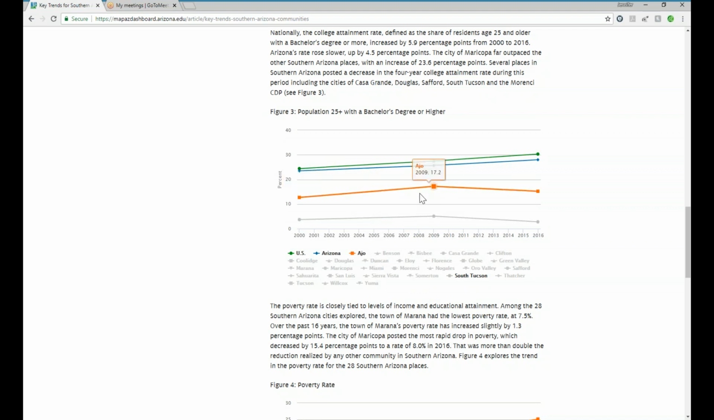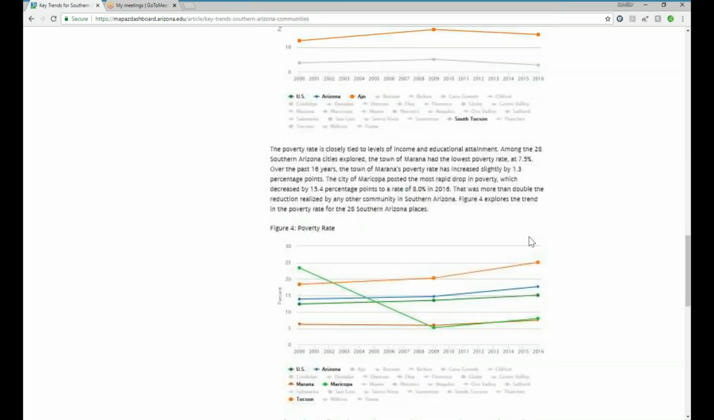And there have been a few of our geographies where we've actually seen a decline in educational attainment, and one of them is South Tucson at 3.7% in 2000 and 2.8% in 2016.